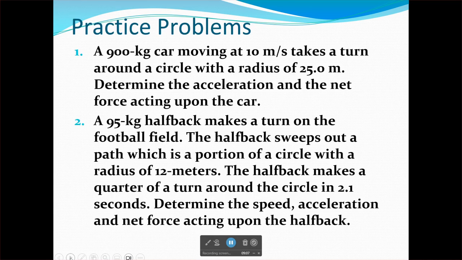All right, excellent. Let's start some problems here. Go ahead and take a minute to write these problems down, and we'll do them together.